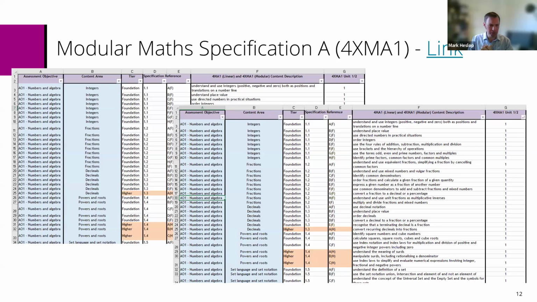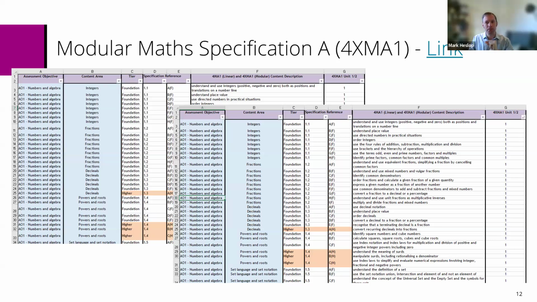One of the things I get a question about is that the references for the modular specification may look a little bit odd. So in here, this is specification point 1.1A foundation, 1.1B foundation. We've rearranged the content between two units, but we've kept the specification references the same as in linear. So when you're looking at the modular Unit 1, you sometimes see a gap in the specification references. That's because that content is now in Unit 2, but we've kept the specification references the same.